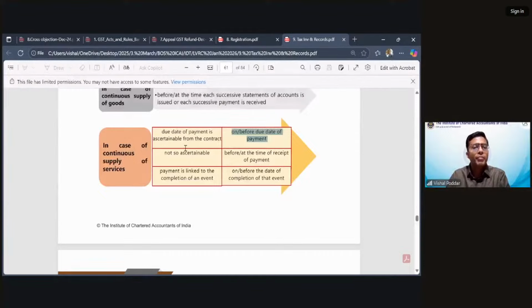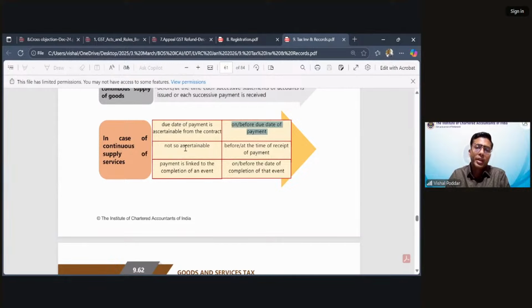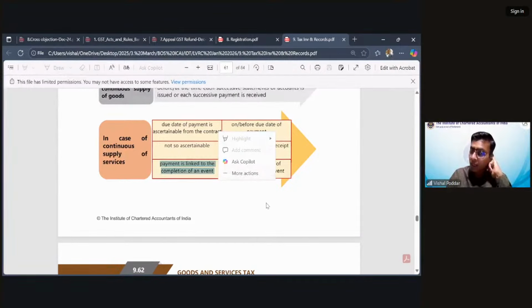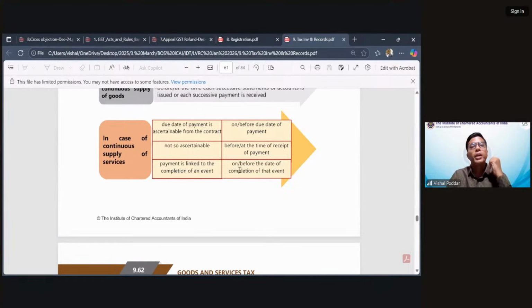But if a due date is provided, the bill or invoice has to be raised on or before the due date. But if there is no due date provided, so the contract is completely silent about payment, then it will be at the time when payment is made by the recipient. Third is where the contract is such that they have linked the payment with completion of an event. Like generally in case of construction, they say that on completion of plinth you pay 10%, on first slab you pay 15%, on second slab you pay 15%, and so on. Then in that particular case, the invoice has to be issued every time that particular event is completed, which is the triggering point for payment.